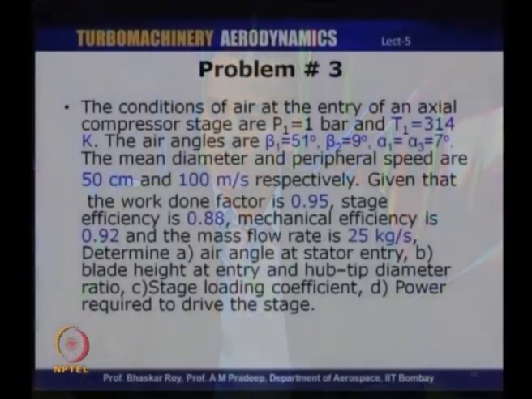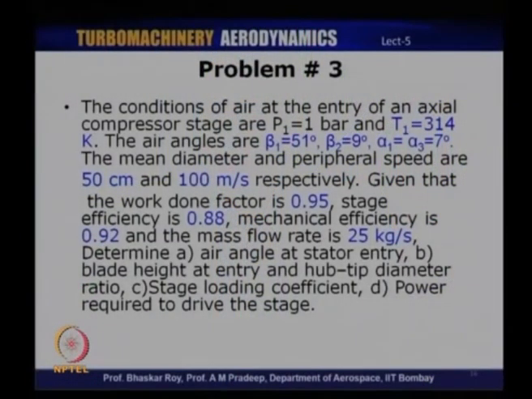So, let us now move on to the third problem which we have in hand, and let us see how we can proceed towards solving this problem. So, we have the third problem statement here. The conditions of air at the entry of an axial compressor stage are P1 is 1 bar and T1 is 314 Kelvin. The air angles are beta 1 is equal to 51 degrees, beta 2 is 9 degrees, alpha 1 is equal to alpha 3 is equal to 7 degrees.